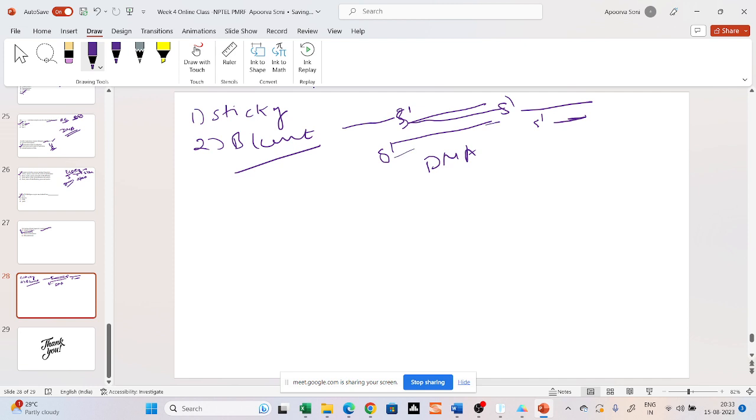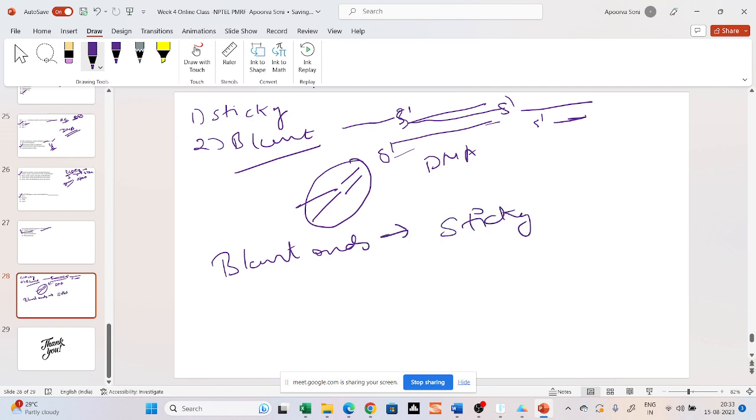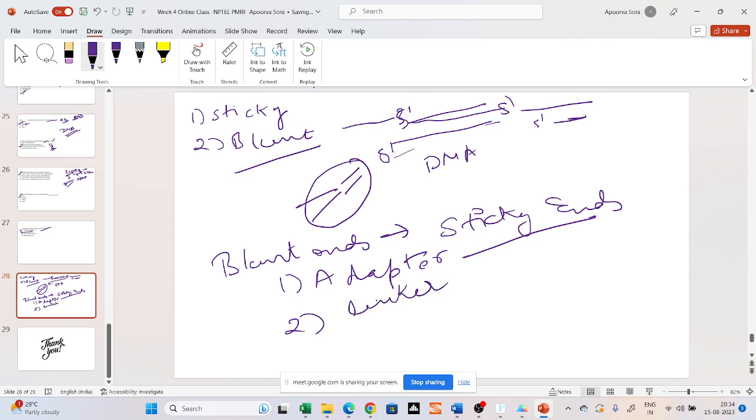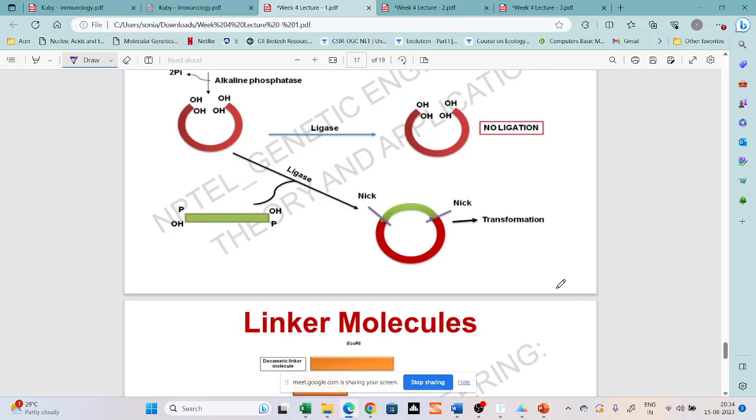So sticky end cloning is easy, but if you have a blunt end like this, then to clone a blunt end is difficult. So there are certain ways by which we can modify the blunt ends so that they become sticky ends. The two ways are ligation of adapter molecules and ligation of linker molecules.